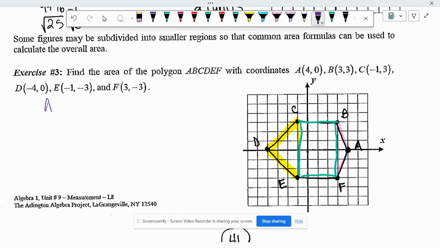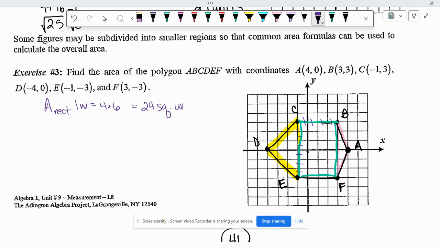Area of the rectangle. So if we add up the area of the smaller pieces and we just add them all together, that'll give us the area of the whole thing, correct? So area of the rectangle, that's just length times width. So 1, 2, 3, 4 times 1, 2, 3, 4, 5, 6. 24 square units.